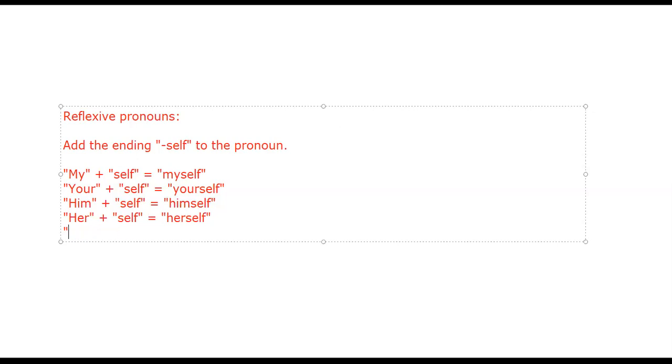Oh wait, actually, I forgot to do one. So what would the answer here be? Oh, actually, I'll just type that in. It would be itself. Okay, so these are the singular ones.